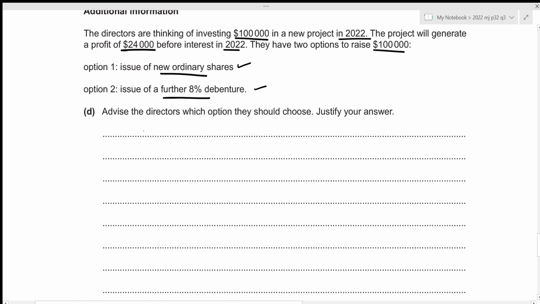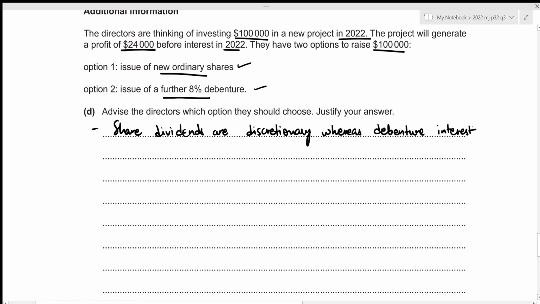Alright, let's talk about any sort of expenses relating to ordinary shares as well as debentures. We know that we need to pay out dividends for all of our ordinary shares, but these are discretionary, which means that these payments can vary and the company may choose either to make some dividend payments or they can completely choose to not make any sort of dividend payments. But if you're talking about debentures, interest is fixed and it must be paid. Let's write it down. Share dividends are discretionary, whereas debenture interest must be paid.